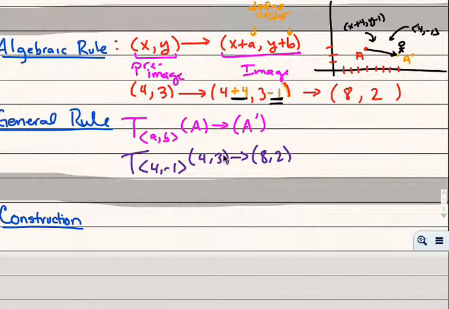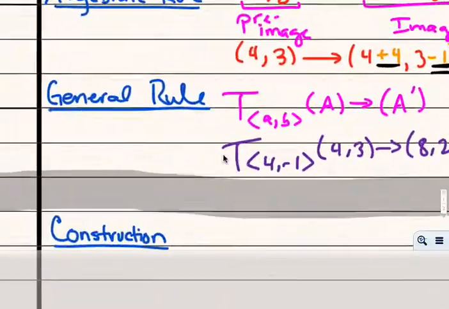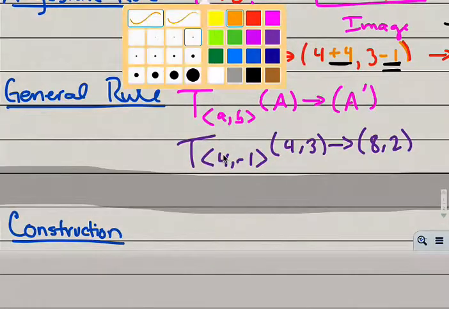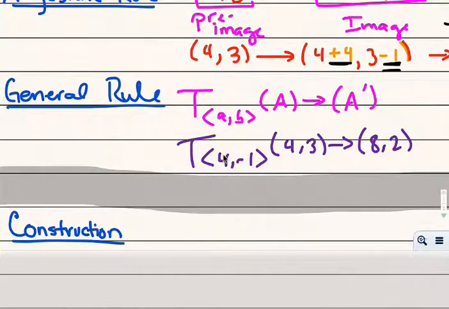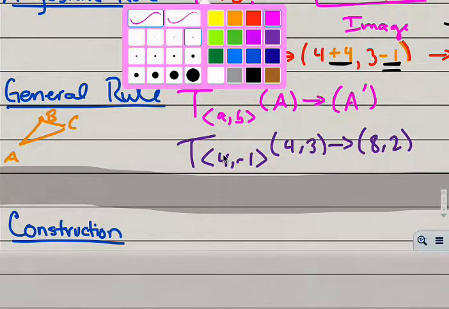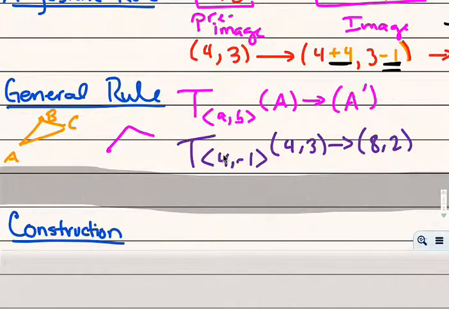Okay? So the advantage of using a general rule is that I don't necessarily have to just use points and coordinate points. I can also use this to describe a general translation. So for example, if I have this triangle, let's call it triangle ABC, and I want to translate it to this new triangle DEF, I can accomplish that two ways, one being the algebraic way, which isn't really suitable here because I don't have a grid, but I can also identify a vector of translation.